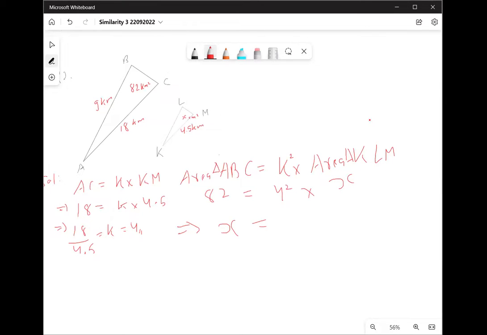So we don't know X, so find it. So it's 4 by 82, no, not 4 by 82. It's 4 squared here first. K squared. Is it 8? Not 8. 16? 4 squared is 16, yes.